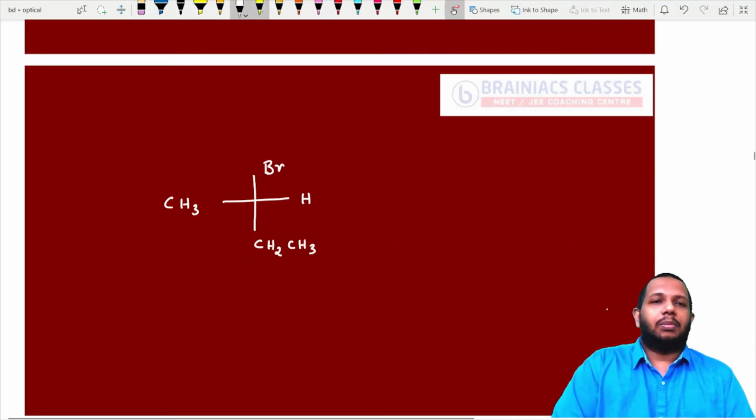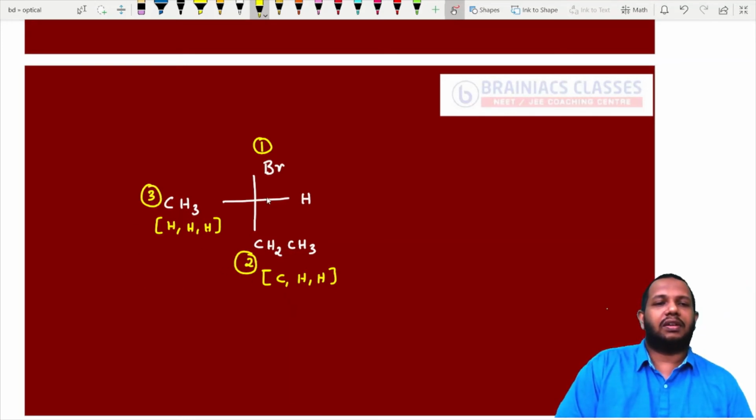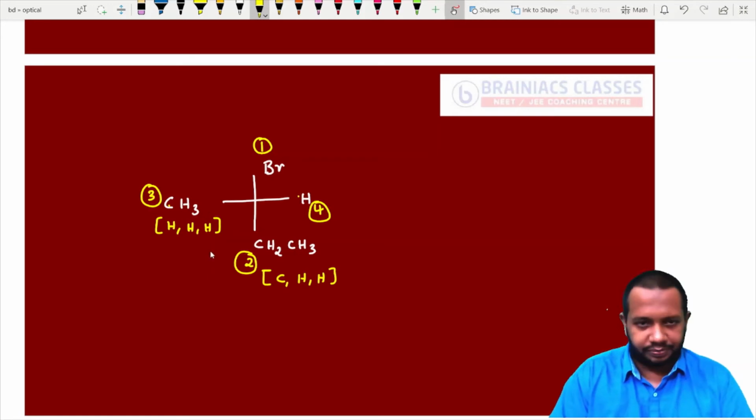Now assign numbers to this one. We know that bromine has the higher atomic number, so it is first priority. Then you have both the carbon atoms, but here you have hydrogen, hydrogen and hydrogen. But here you have this carbon connected to another carbon and two hydrogen atoms. So comparing this one, this is having second priority and this is having third priority, and then only this one. Why? Because here carbon atom, here hydrogen atom.